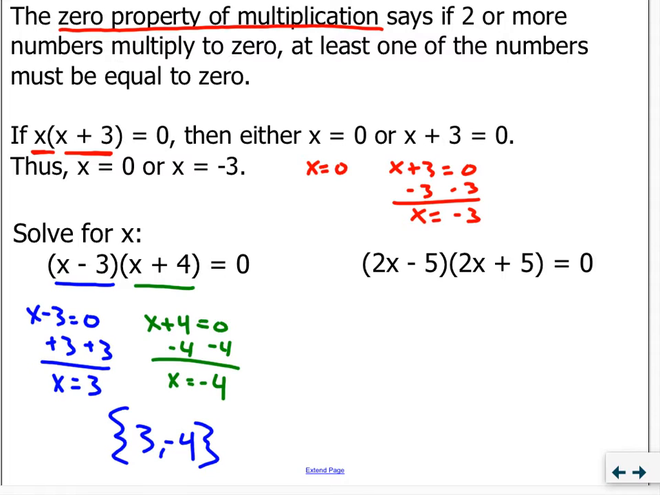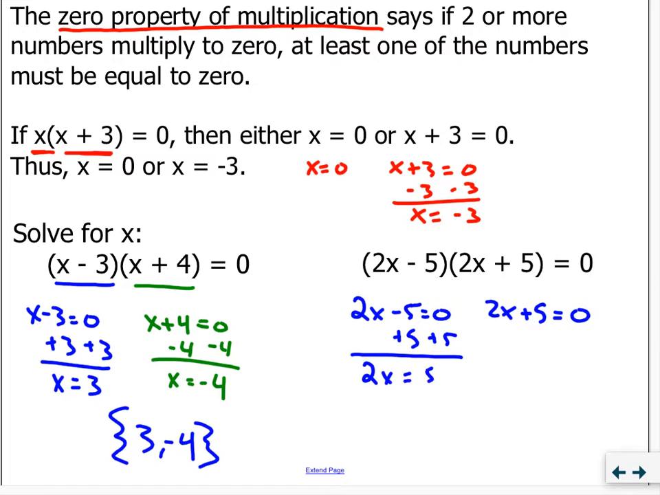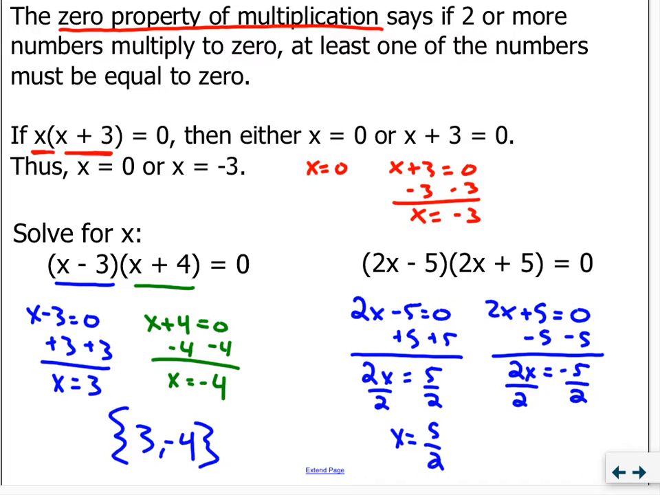Can we do the same with the other one, the one on the right? Give it a shot. So we take our two factors and we set them equal to 0. And now we have to solve for x. So we'll start by adding 5 to both sides over here. We get 2x equals 5. We'll divide by 2. And one of our answers is 5 over 2. If we solve the other one the same way, we get 2x equals negative 5. Dividing by 2, so x equals negative 5 over 2. Those are our two answers, positive and negative 5 over 2. Those are the zeros of the equation.